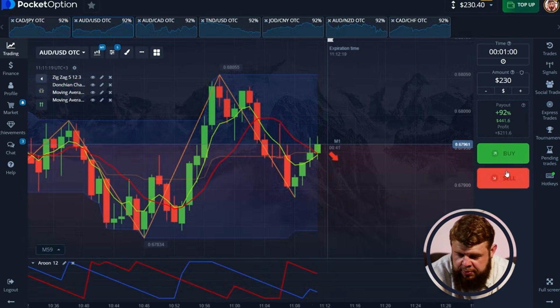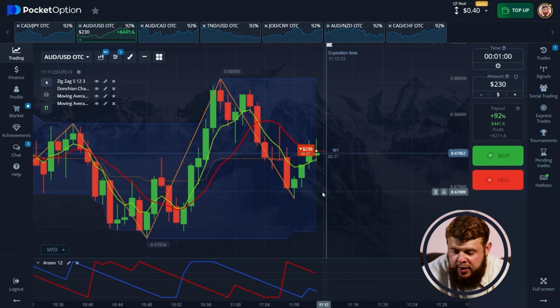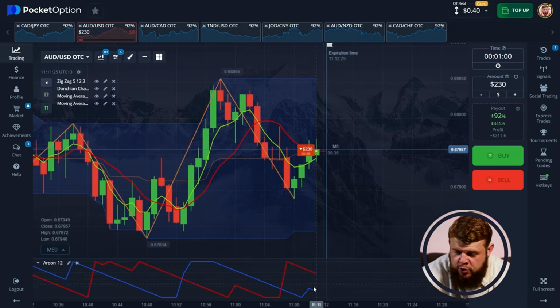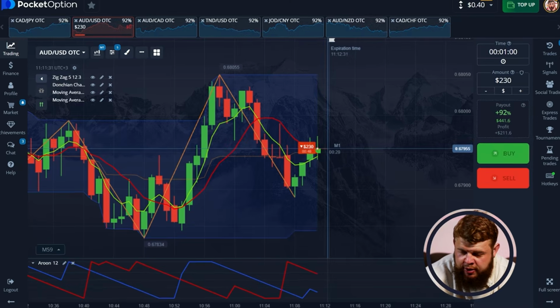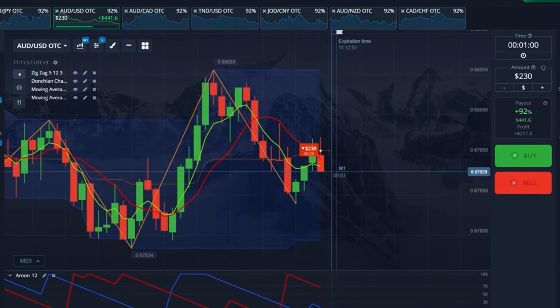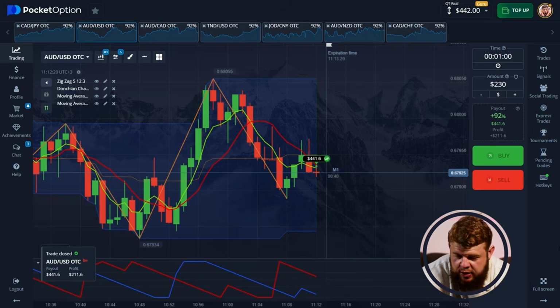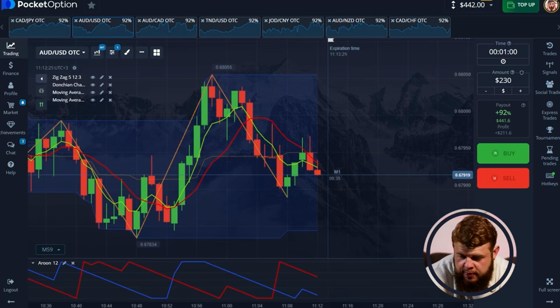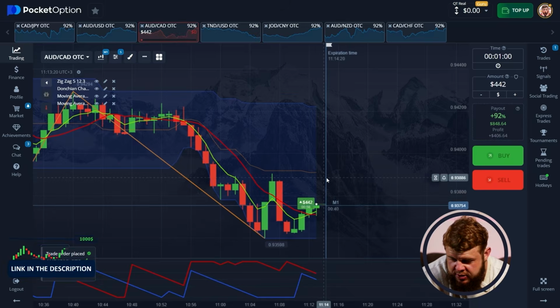And we are ready to move forward. Let's try to open sell position, because I don't think that buyers will succeed to break through the downgoing trend line. We're highly likely to drop right now and get our profit from this trade. So it's done, we have $442 on the account. Let's proceed further.